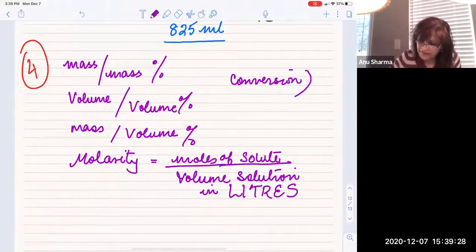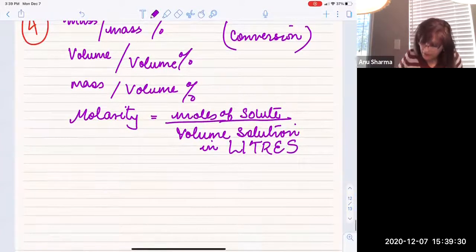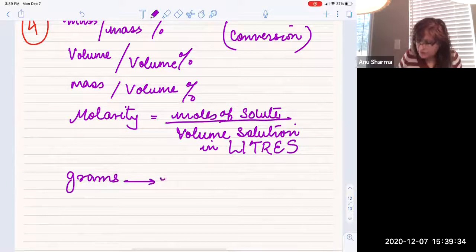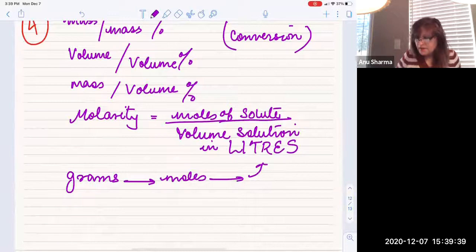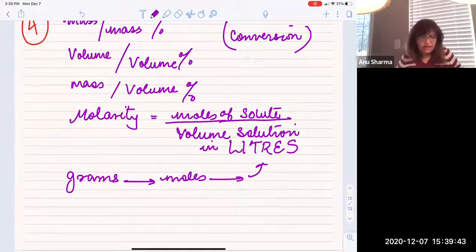Another thing to pay attention to: if you are given the grams, you always need to first convert to moles and then you can use it in this formula. Again, important stuff. You will need to know this.